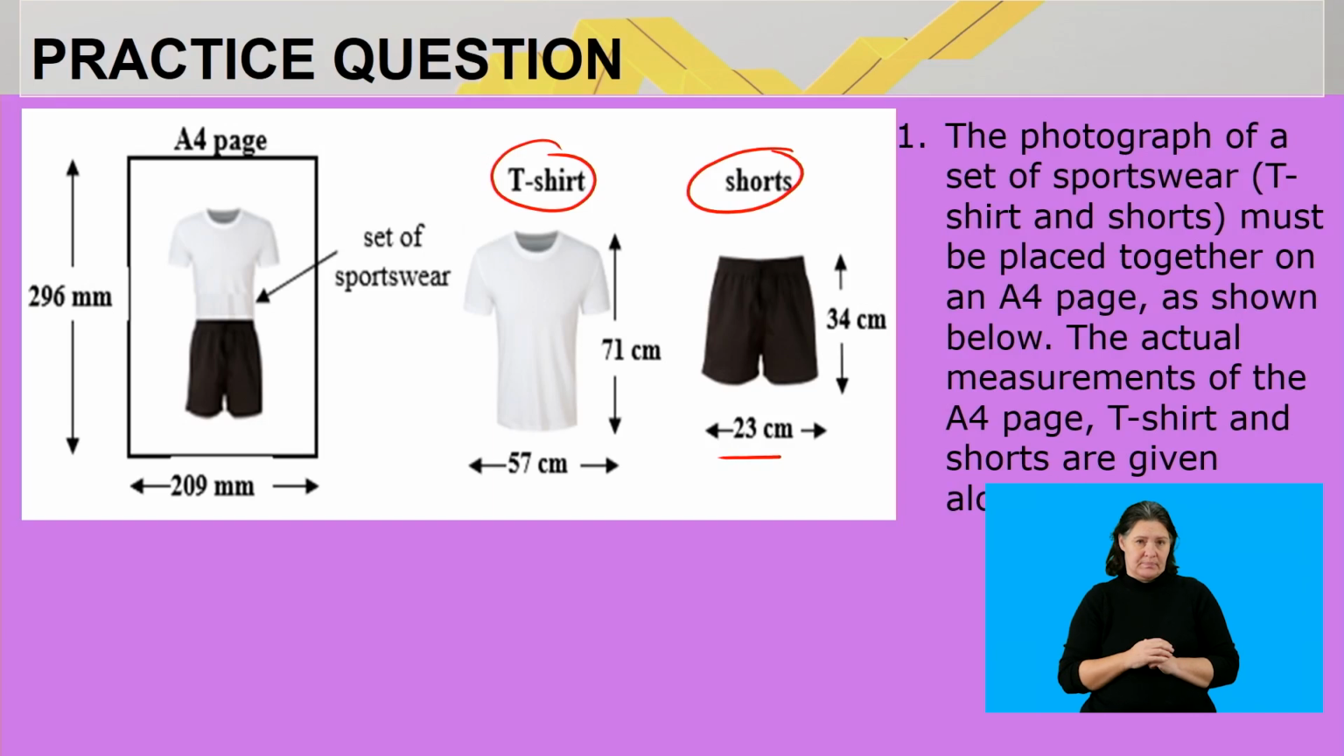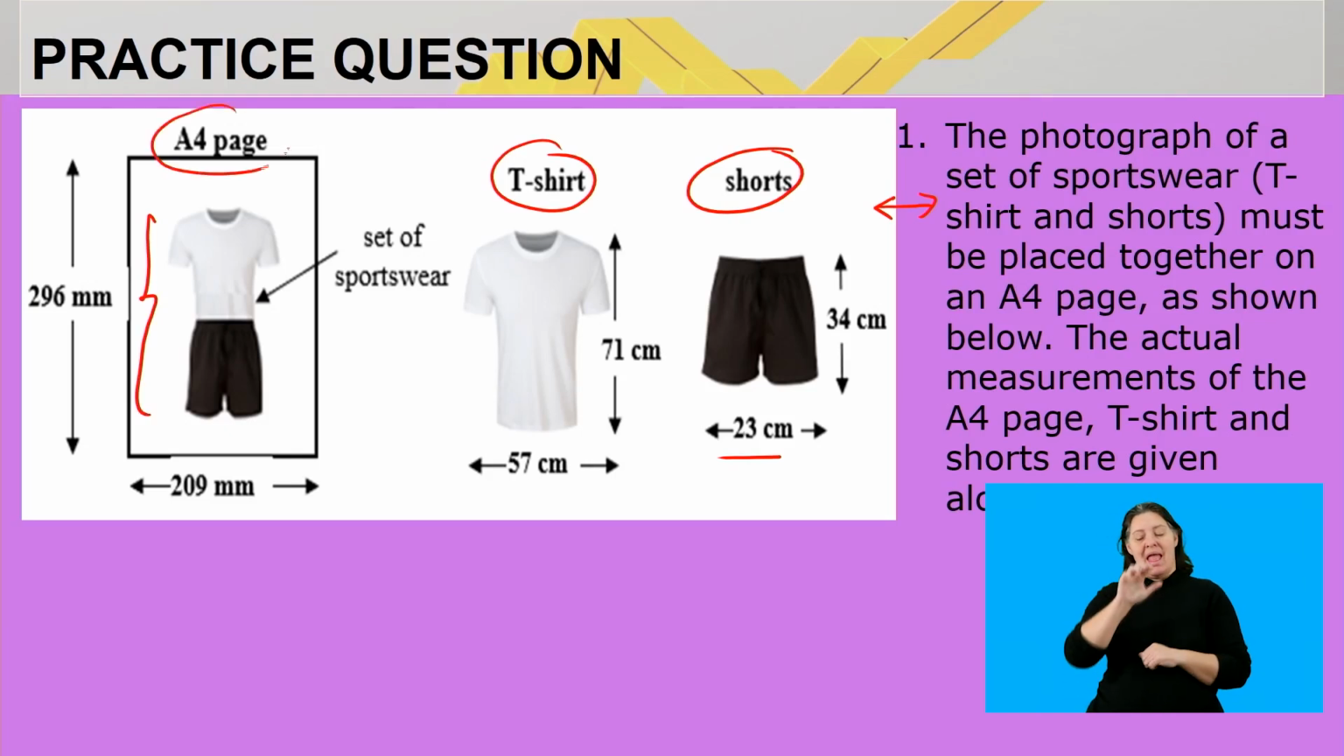Guys, it's always important that whenever you get a diagram, a map, that you get familiar with what is given to you, that you relate the context, the words with the pictures. Are we clear on that? So basically what we are saying is the t-shirt and the shorts must be placed like this, as we can see here, as a set of sportswear on an A4 page. That is our aim.